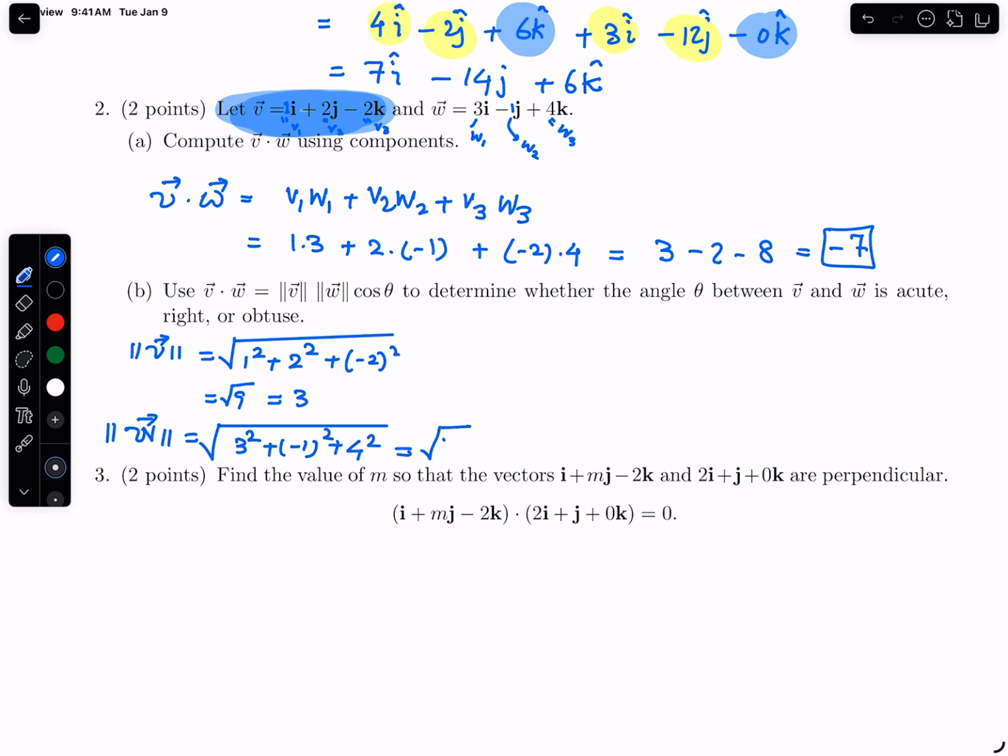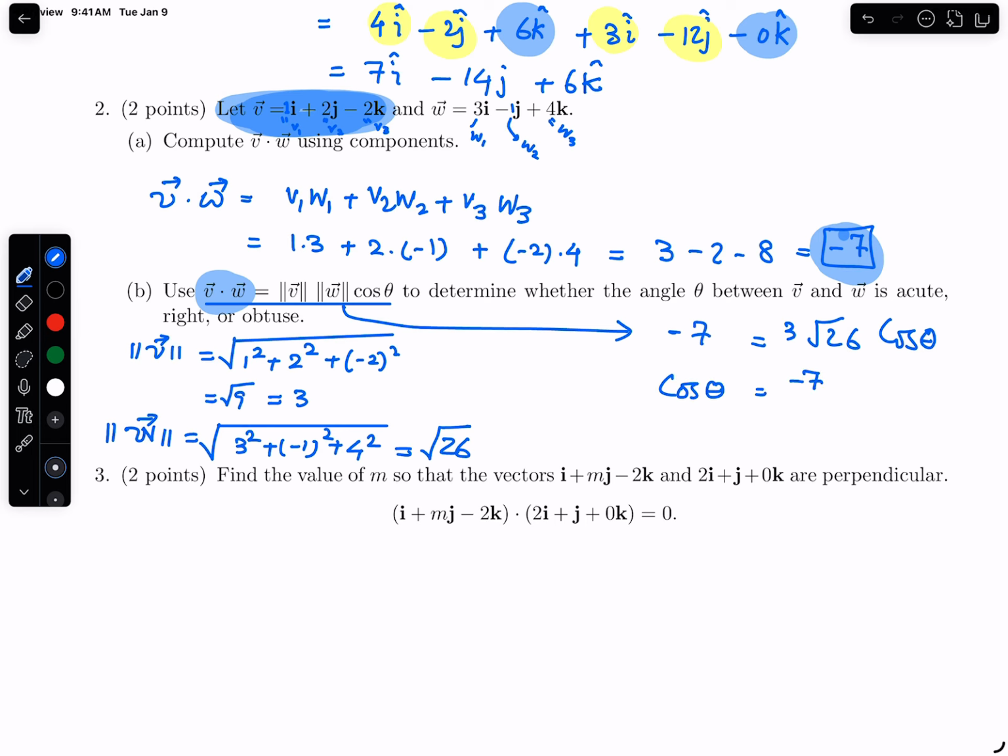So from this geometric definition now, the left hand side is the dot product, which is equal to negative 7, as we know. The right hand side is the magnitude of both, which is 3 root 26 cosine theta. From here, cosine theta is negative 7 over 3 root 26.